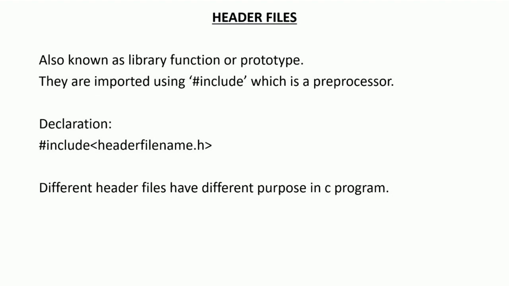The declaration or syntax of header files is hashtag include, header file name dot h, between greater than and less than signs. This syntax we have already seen in the previous video. So this is the method to declare a header file. Different header files have different purposes in a C program. We will see in detail which header file has which purpose.